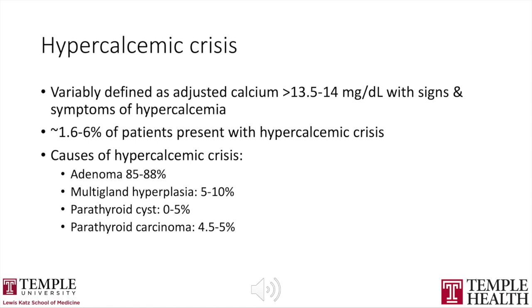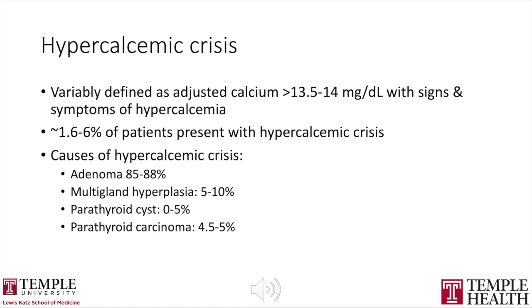So what is hypercalcemic crisis? There's a variety of definitions, but basically it's an adjusted calcium of greater than 13.5 or 14 with signs and symptoms of hypercalcemia. So anywhere from 1.5 to 6% of patients will be presenting with hypercalcemic crisis. The most common cause of hypercalcemic crisis is still a single gland adenoma. Again, multi-gland parathyroid hyperplasia is present but less common than adenomas. A parathyroid cyst can also be reported in the literature. That's essentially when you have an adenoma and you almost bleed into it and it creates a cyst and this acute elevation in your parathyroid hormone levels.